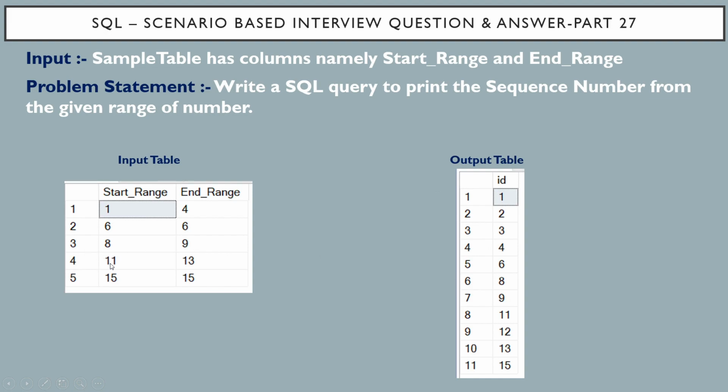Similarly, in the fourth row we have a start range of 11 and an end range of 13. You can see in the output table the sequence generated from the start range, that is 11, 12 and 13. In the last row the start range is 15 and the end range is 15, so we have only one number, that is 15, in the output table. So this is the requirement. We have to get this output generated from this input table. Let's see how we can write it in SQL Server.